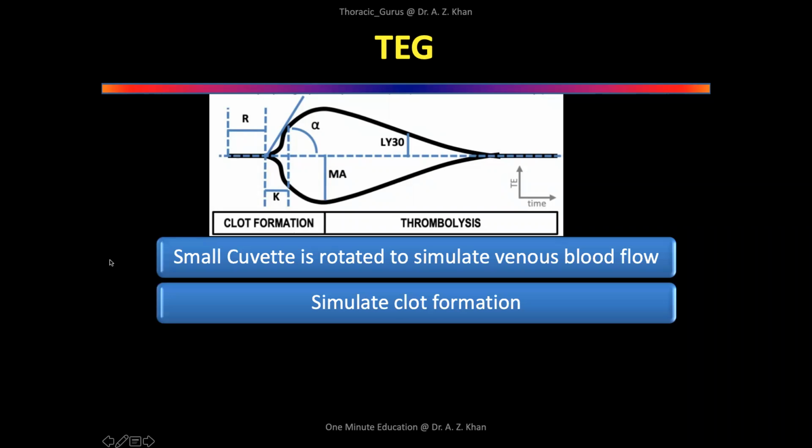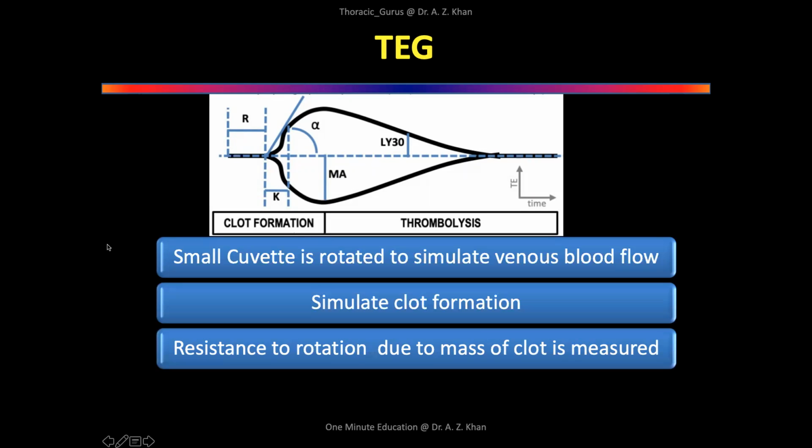We see the time it takes for the clot to form and the thing to stop moving. Yeah, you're absolutely right. But what is it reading? How does it read these? How does this chart come about? When the clot is forming, what is it reading? It's reading the resistance to the rotation.